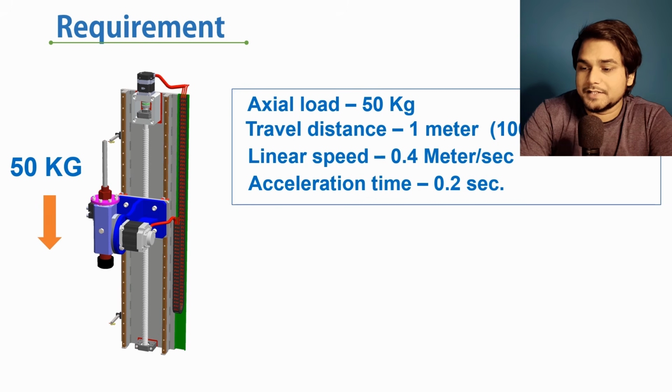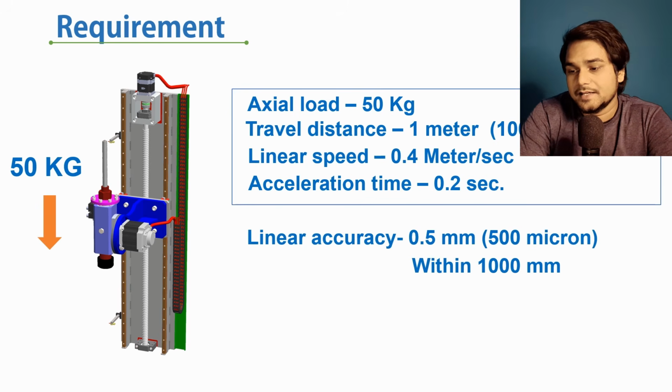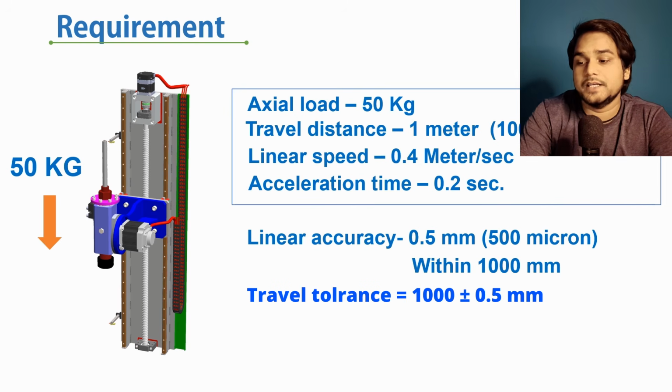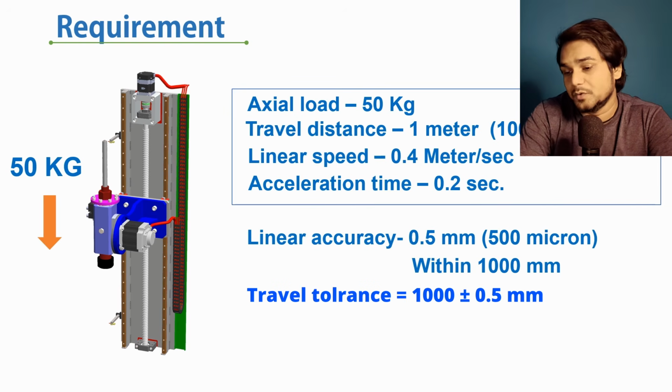ball screw itself, and this is apart from driving motor accuracy. So for example, here I am considering linear accuracy 0.5 mm within the full stroke. Means plus minus 0.5 mm, or we can say 500 micron deviation is allowed in 1 meter of travel of the ball screw. We can also think of this as a ball screw travel tolerance.